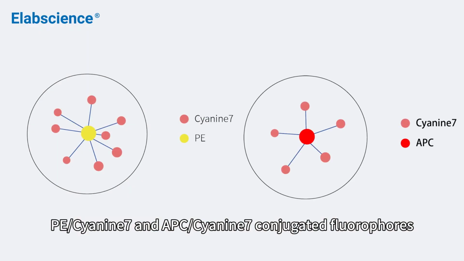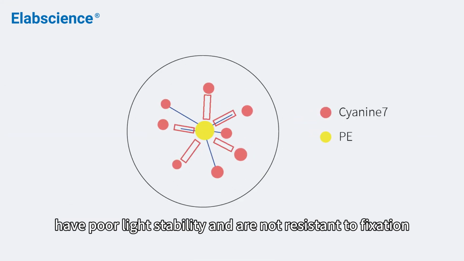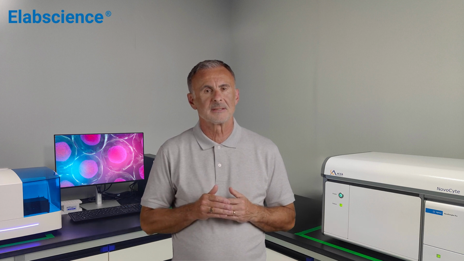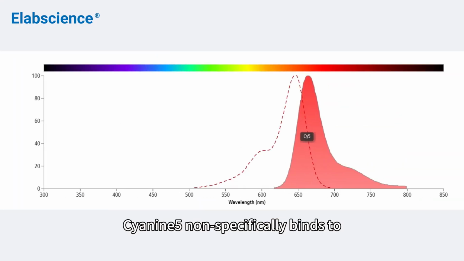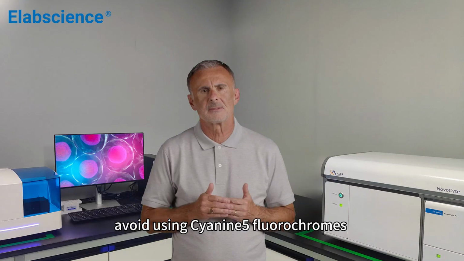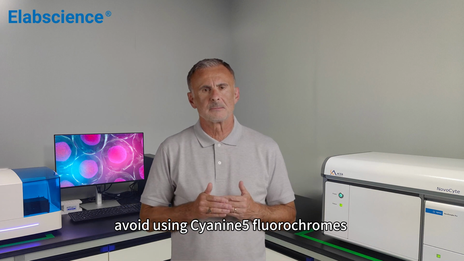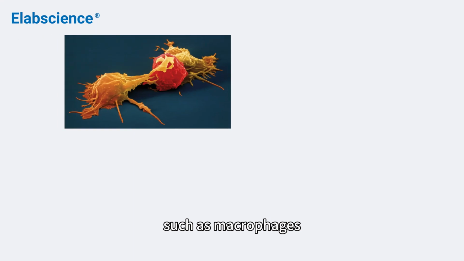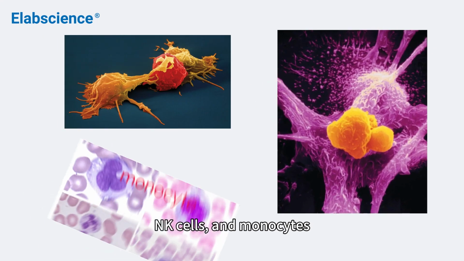PE/cyanin-7 and APC/cyanin-7 conjugated fluorophores have poor light stability and are not resistant to fixation. Use them cautiously in experiments that require fixation. Cyanin-5 nonspecifically binds to Fc receptors on the cell surface, increasing false positives. Therefore, avoid using cyanin-5 fluorochromes in cells with high Fc receptor expression, such as macrophages, NK cells, and monocytes.